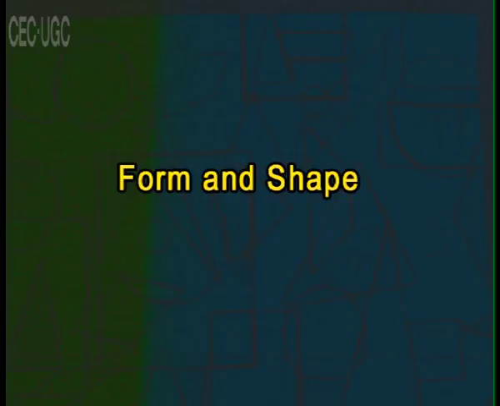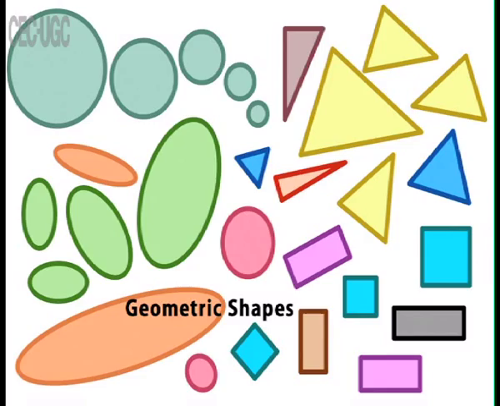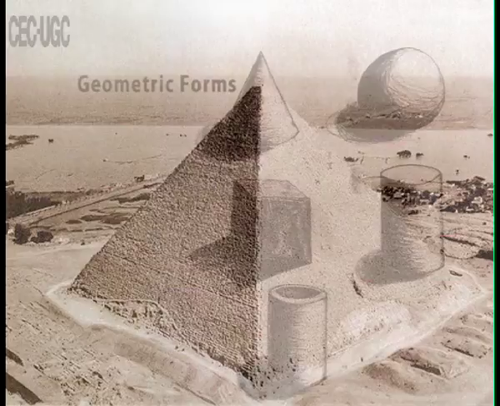Form and shape. A form is the three-dimensional feel and look of an object. A shape looks flat and two-dimensional. All objects have shape or form. Shapes and forms are both geometric. Geometric shapes such as triangles, squares, circles have no volume and are two-dimensional. Geometric forms have volume, a word that describes the weight, density and thickness of an object.